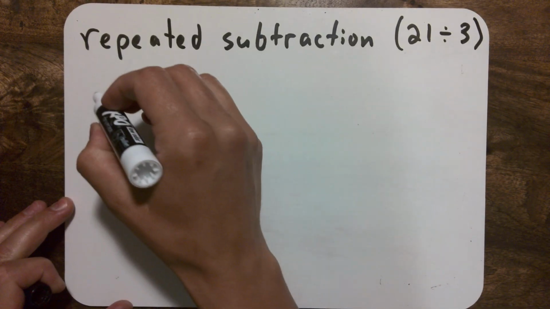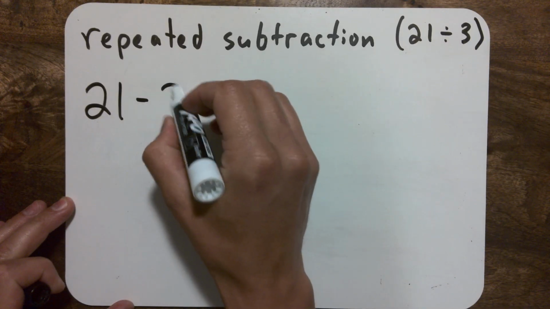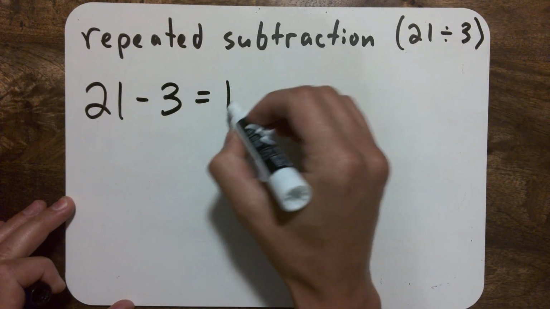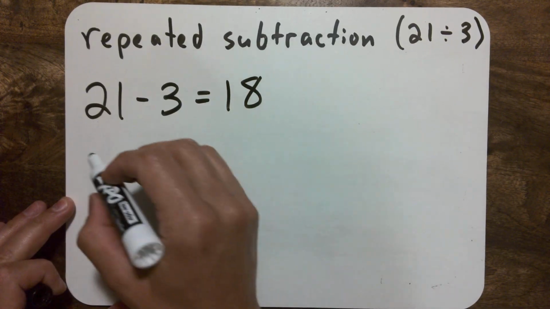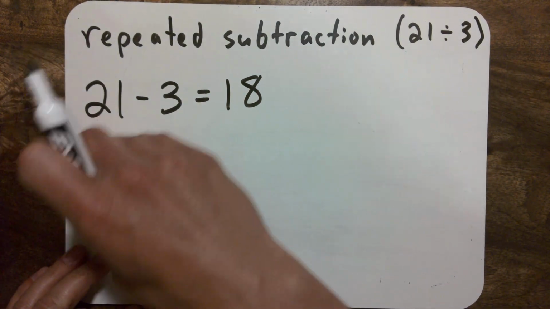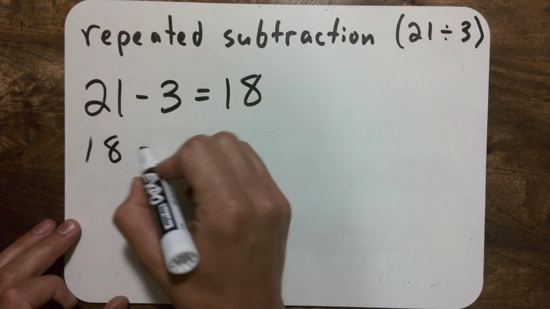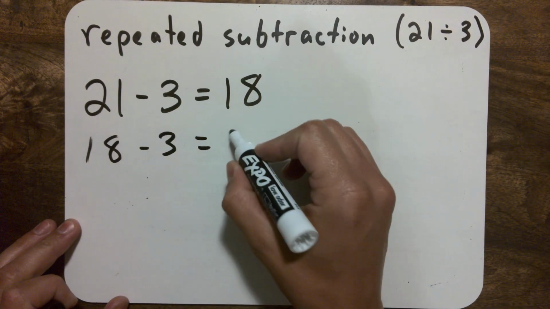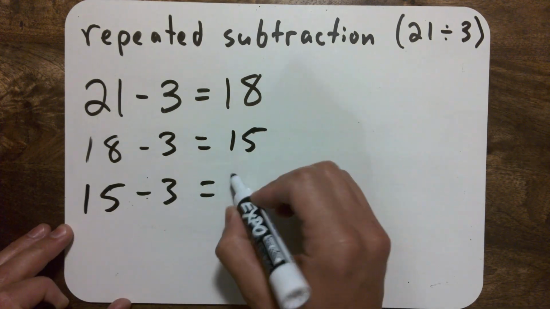And then for the abstract, if we wanted to, we could write out each individual step here. 21 minus 3 equals 18. And then, oops, 18 minus 3 equals 15. 15 minus 3 equals 12, and so on.